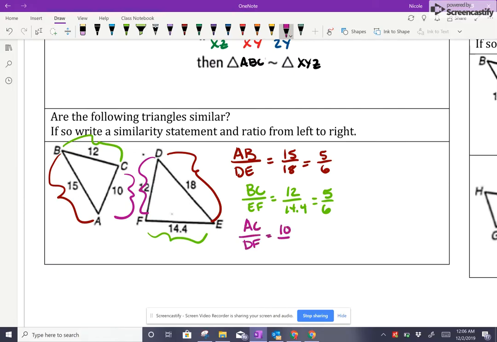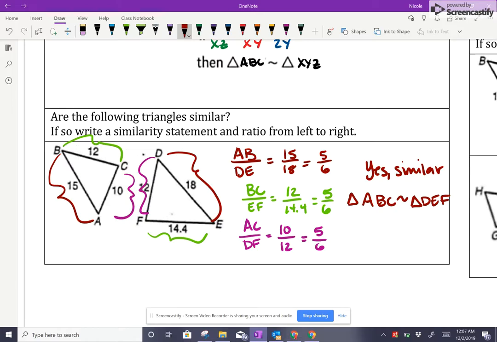So that gives us 10 over 12. We can reduce this by 2, which also gives us 5 to 6. So we can say yes, similar. So I'm going to say triangle ABC is similar to triangle DEF.